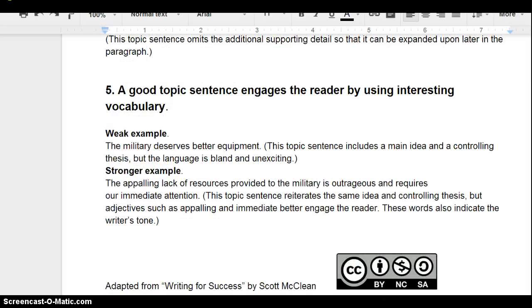Take a look at number 5, our last one. A good topic sentence engages the reader by using interesting vocabulary. Okay, interesting vocabulary is important. And let's take a look. The military deserves better equipment. Okay, that's a good topic sentence, but let's take a look here. The appalling lack of resources provided by the military is outrageous and requires our immediate attention. All right, so as you can see here, we have the word appalling, we have outrageous, we have requires, and immediate attention. That is a much stronger opening sentence than the military deserves better equipment.